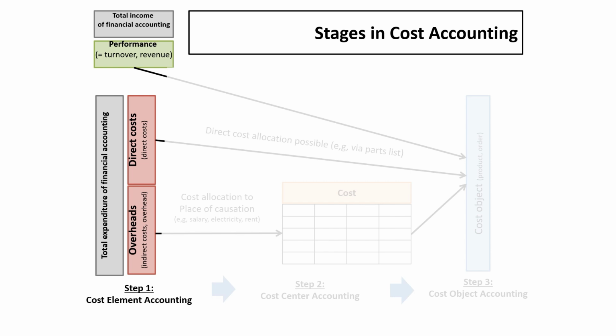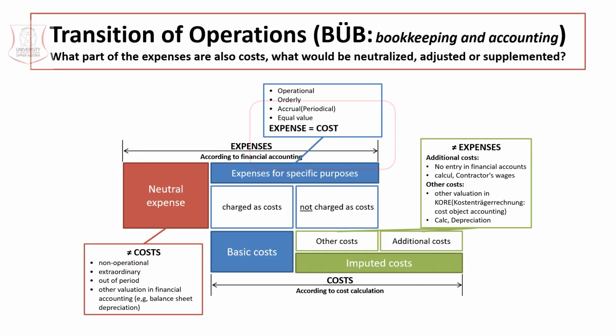In some cases, this categorization has already taken place in financial accounting, as individual accounts for materials, wages, or even rent and depreciation already exist here. In cost element accounting, the expense items of the profit and loss account are transferred to the cost items. This is done in the so-called operating reconciliation sheet.